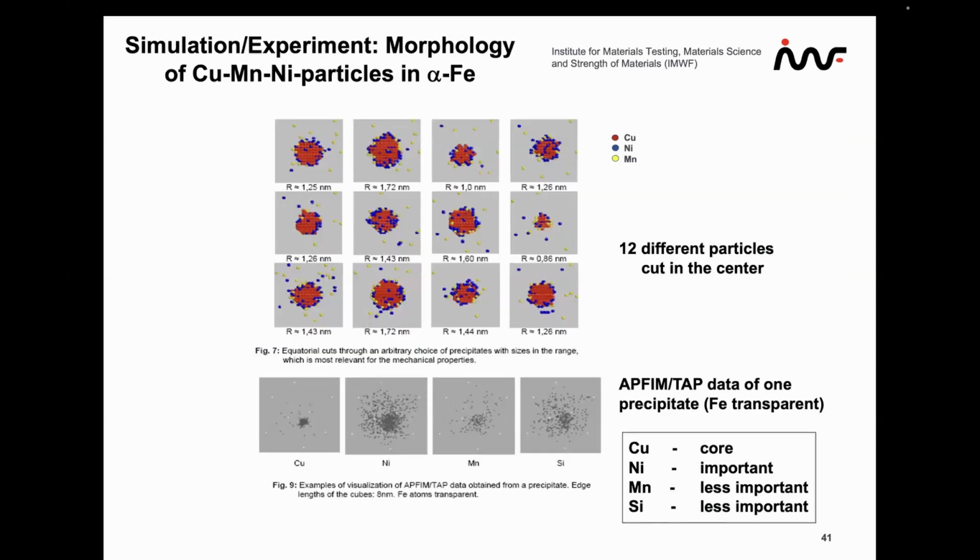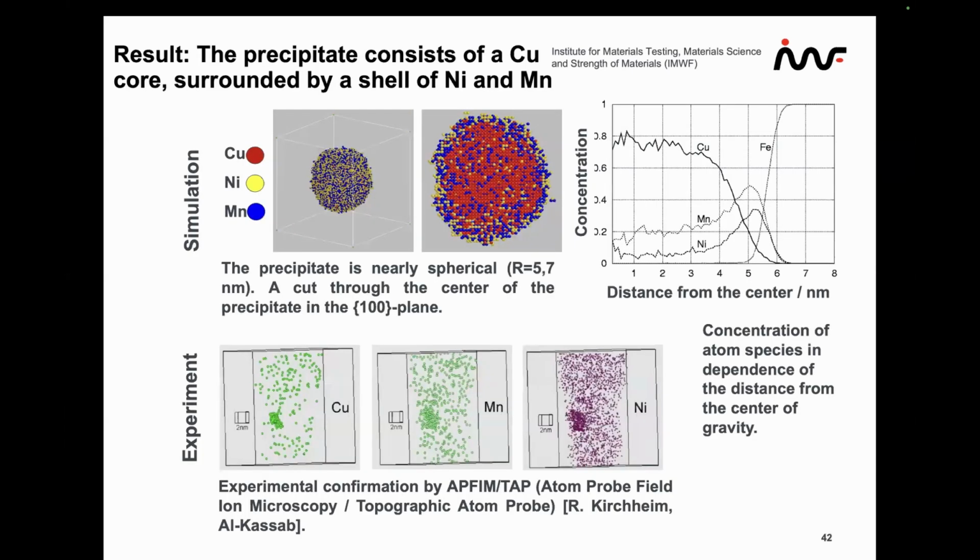If you look at the precipitates themselves, here we did that for 12 precipitates. They look pretty similar, independent of their size. There's a core of copper in red, and blue and yellow are manganese and nickel elements, which are also found in experiments. A closer look shows how the elements are distributed across the cross-section, also in the experiments.